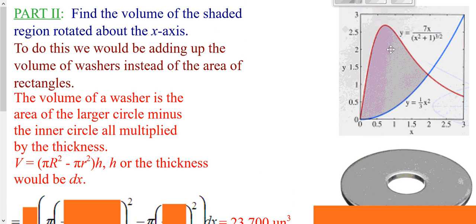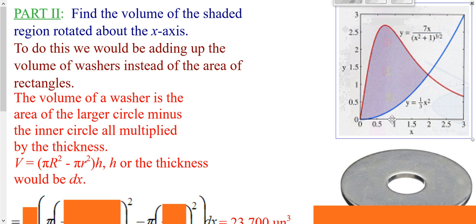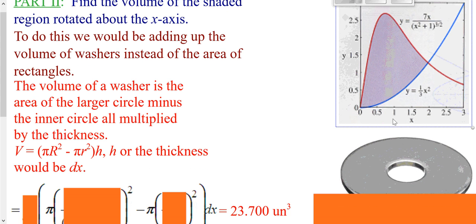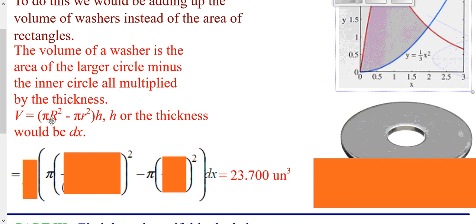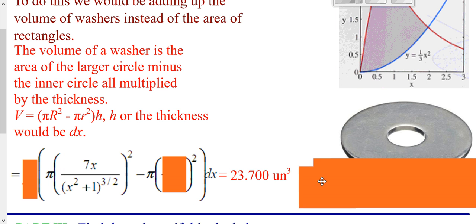Well, your big radius would go from here all the way down to here. So in other words, that's your big function. And notice it's big radius squared for the area of that circle, still multiplied by pi. Minus, we have to do the hole. Well, the hole goes from this open spot, which is your blue function, back down to your axis of revolution. So your small radius is your blue function.